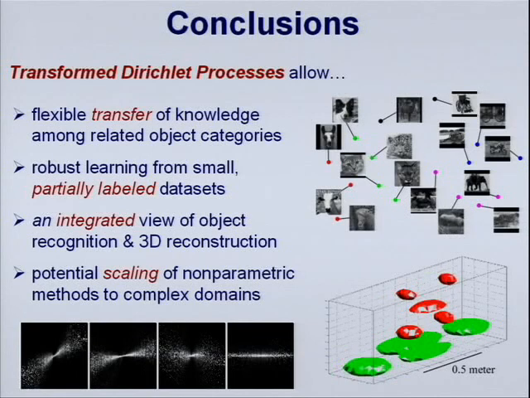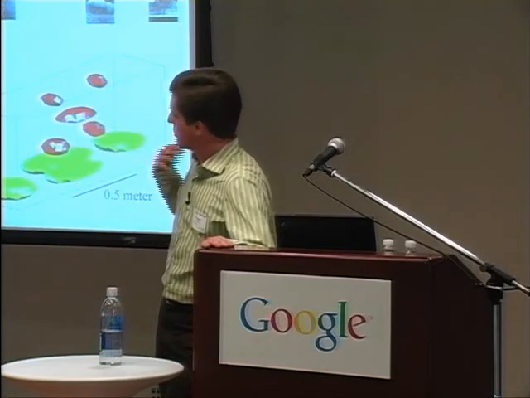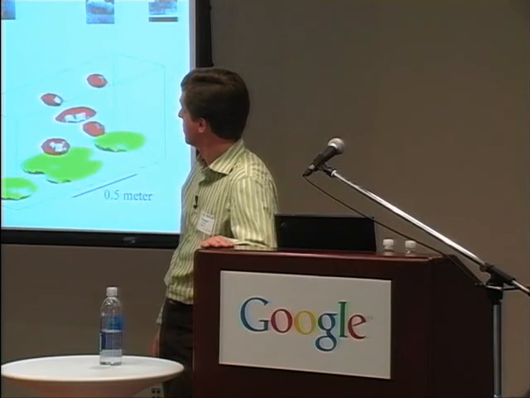So I hope I've given you a hint of some of the things that you can do with these hierarchical Dirichlet processes. I think they let you think about very flexible ways of transferring knowledge among object categories, robust ways of learning from small, partially labeled data sets, and let you integrate different things like recognition and reconstruction. The thing I'm most excited about is that it's hard to take high-dimensional complex data like images and just feed it as a black box into a non-parametric method like a Dirichlet process. But if you really think about your representations and how you structure the model, I think you can scale these things to a lot more interesting problems. So, thanks.